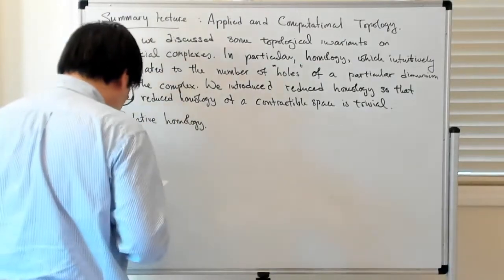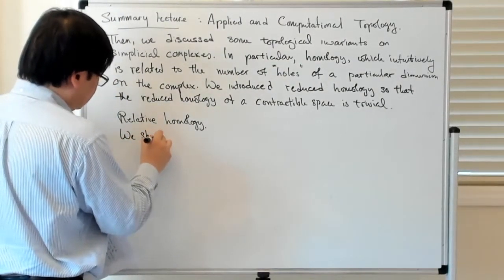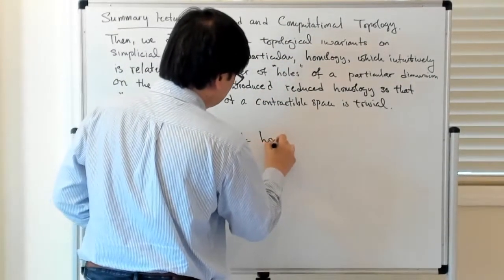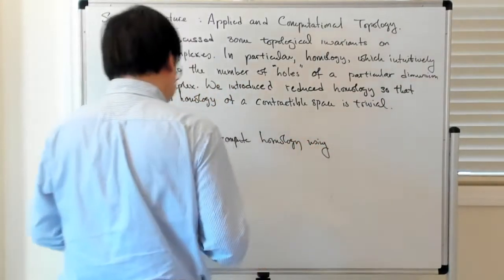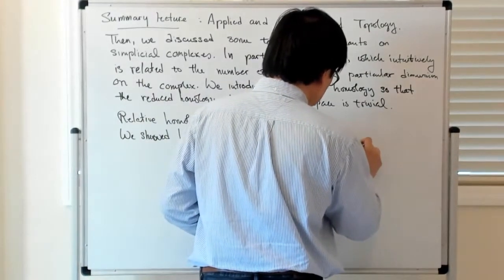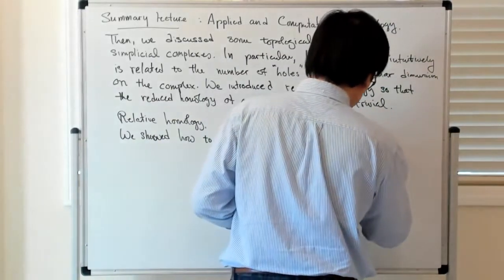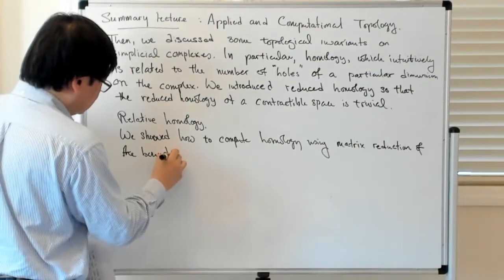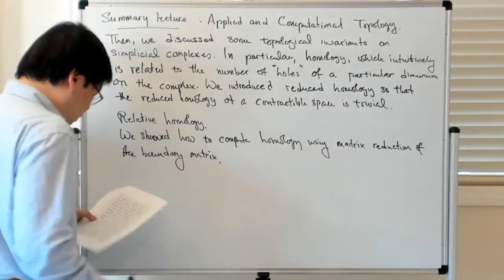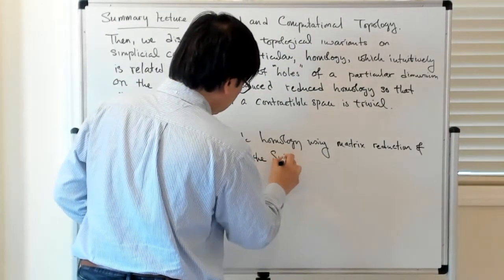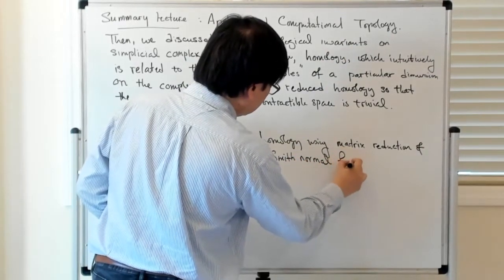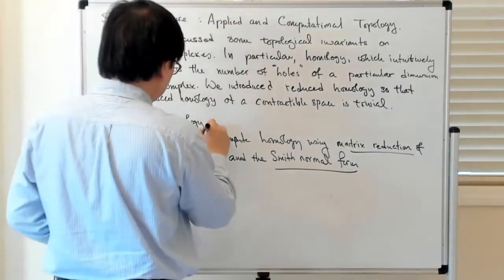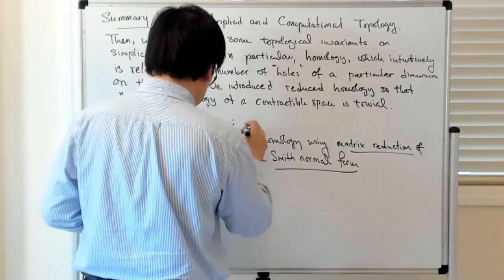So we showed how to compute homology using matrix reduction of the matrix representation of the boundary operator, the boundary matrix, and the Smith normal form. And then we also talked about the excision theorem for relative homology.